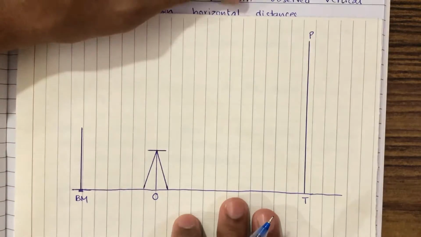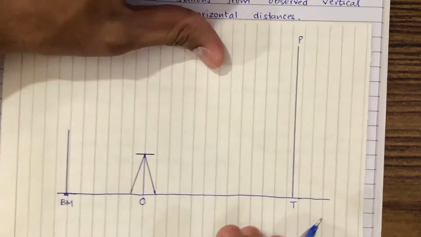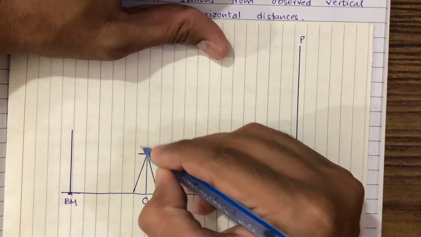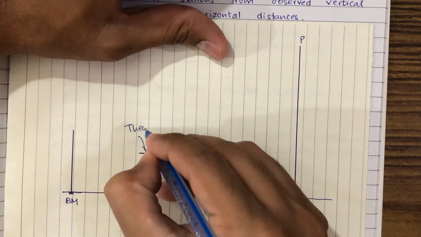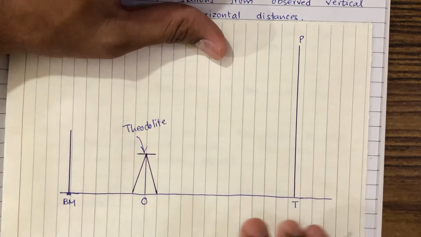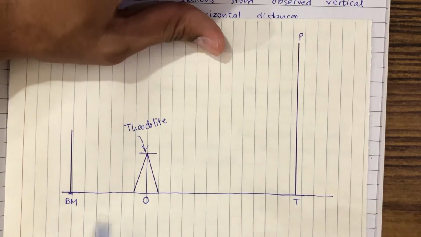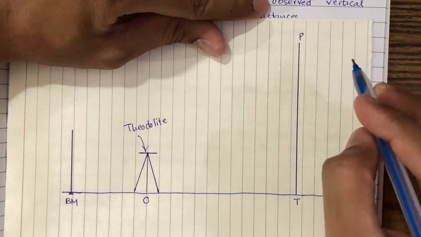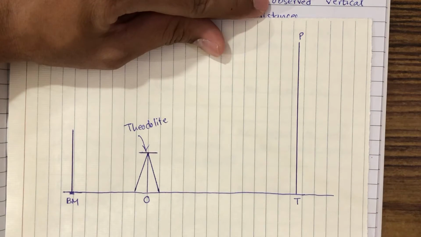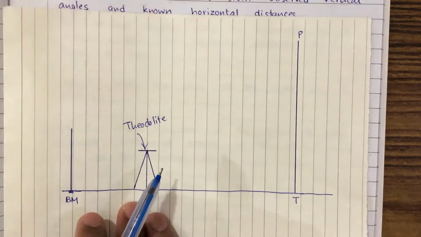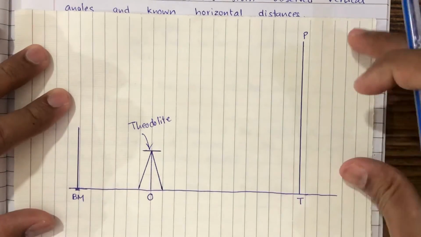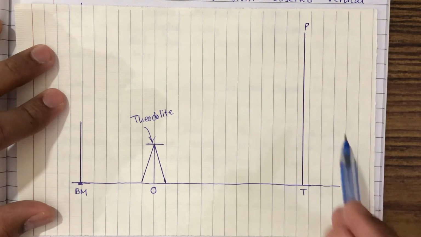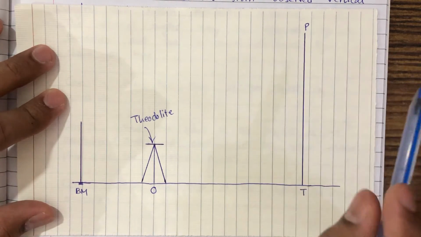In this figure, this is a level ground. The instrument is known as the theodolite, and this theodolite measures the vertical angles. This is one tower TP, and this is one leveling staff at this benchmark. Now, we need to find the height of this tower TP, as well as the reduced level of the top of the tower.